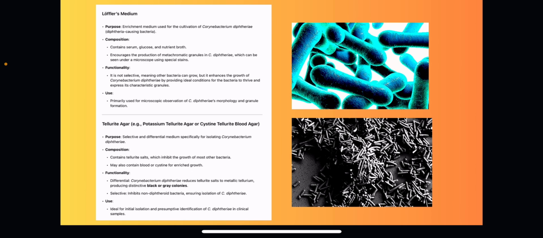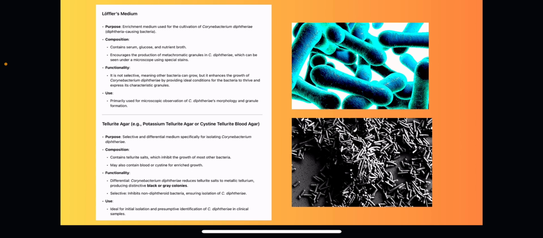Okay, moving on, let's look at Tellurite agar. It's also called potassium Tellurite agar or cysteine Tellurite blood agar. So remember, in the question stem, you'll see potassium. It could be confusing. They might not say tellurite, they might say potassium tellurite. They may even mention cysteine. They may mention blood in the agar with cysteine and potassium. Okay, so what is the purpose of this medium?